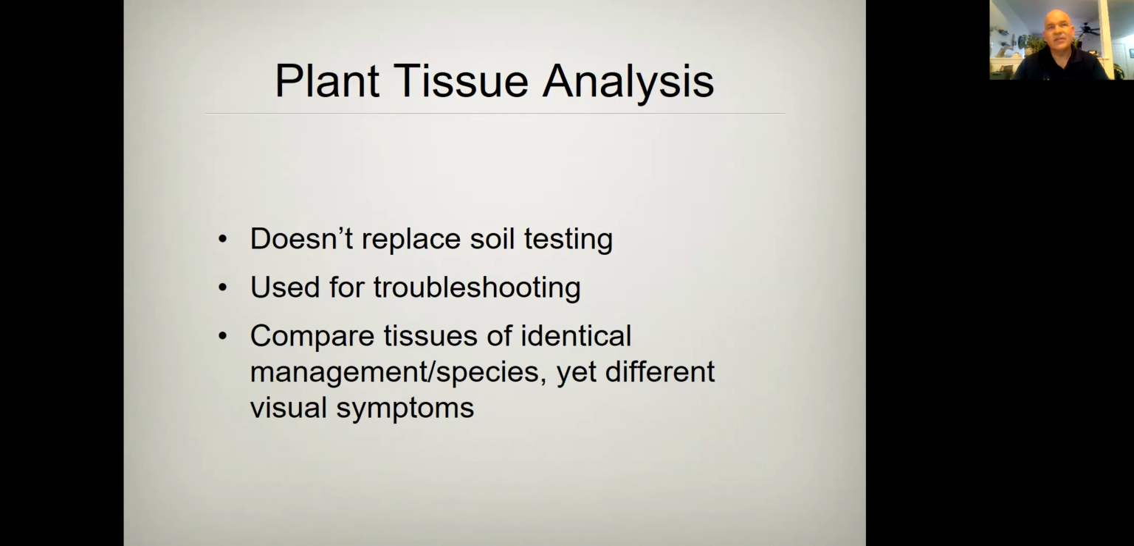Plant tissue analysis is another thing. I'm just going to mention it briefly. It doesn't replace soil testing. I often use it for troubleshooting. I compare tissues of identical management zones and species that have different visual symptoms. So, for example, somebody says, hey, I've got this turf grass over here. It's yellow. I would go out there, look at it, potentially pull both soil and tissue samples in the yellow and compare them to green areas as long as the soils are similar. But oftentimes that can help me pick out what's the problem.